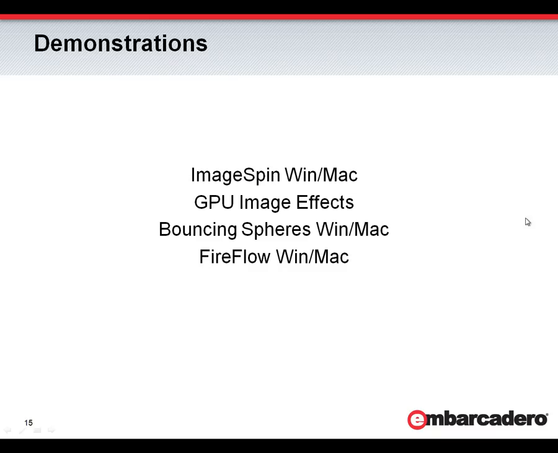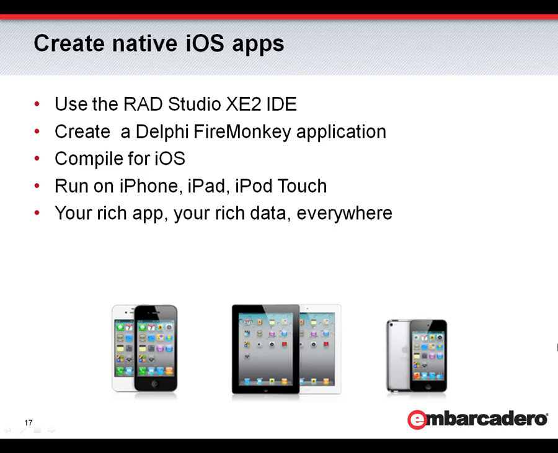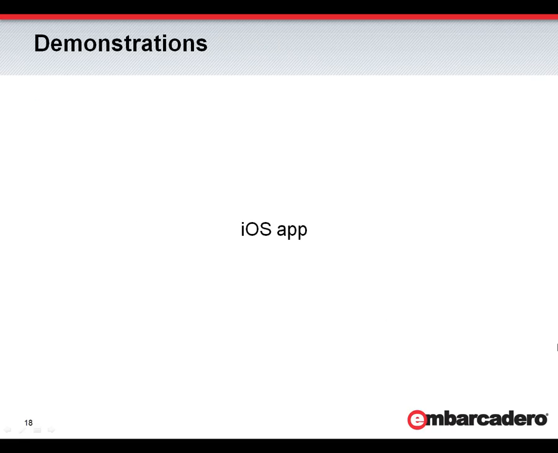Okay, let's go back to the slides here. But wait, there's more. Using FireMonkey, you can of course also create native iOS applications. You design the application using Delphi on the Windows side, and you export it to Xcode, bring it over to the Macintosh, and compile it in Xcode and run it on the simulator or on the iOS device, like your iPhone, your iPad, or your iPod Touch. So let's take a look at how that works.